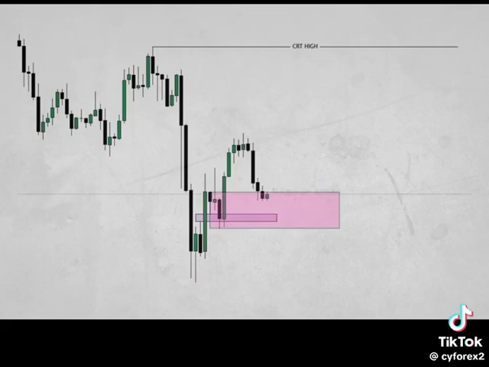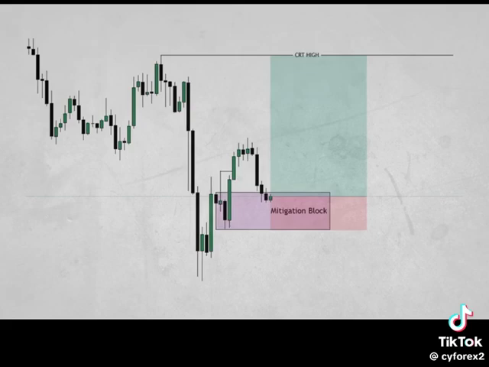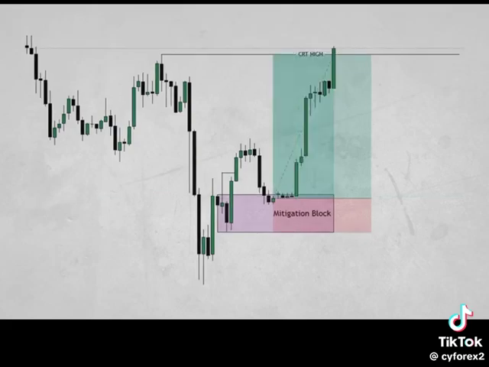So the trade is simple. Entry from the mitigation block. Stop loss just below it. Take profit at the CRT high. And as you can see, take profit was hit. So you can see that this is a profitable strategy.